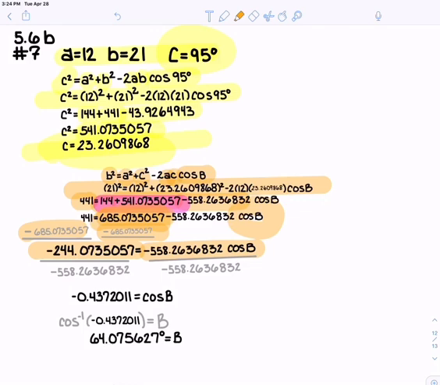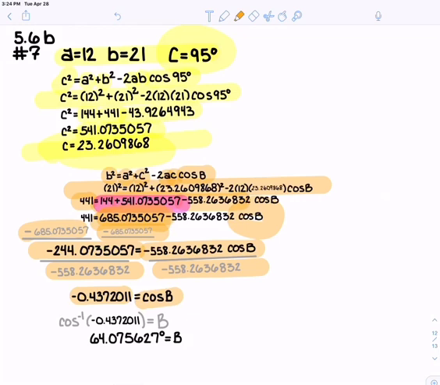To continue getting cosine of B alone, I'm going to divide both sides by the negative 558.2636832. And cosine of B is alone. And taking the negative 244 divided by the negative 558 using all the place values, I end up getting this.